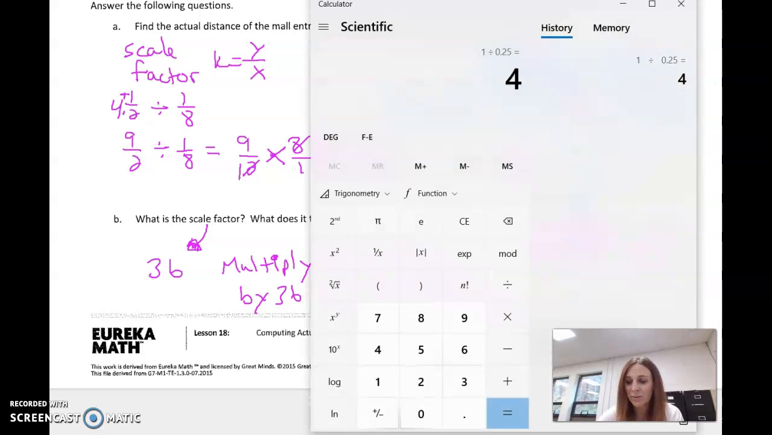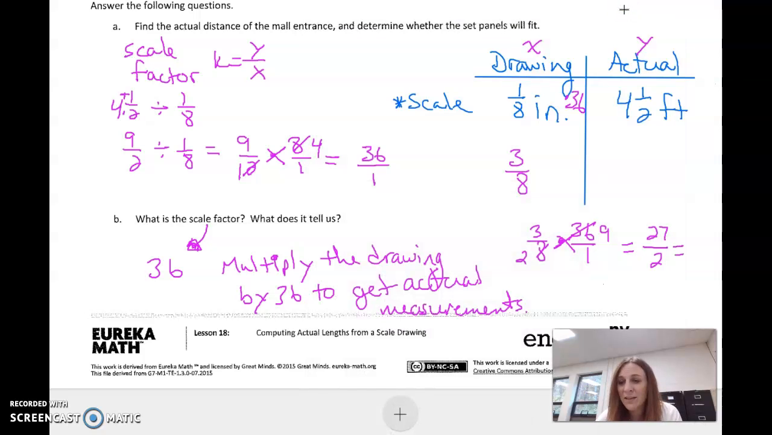Now on a calculator, it's 13 and a half. So maybe you know what that means as a fraction. I could say that 2 goes into 27 13 times. That's 26. So there's 1/2 left over. Okay, so 13 and a half feet. So on the drawing, it's 3/8 of an inch. That corresponds to 13 and a half feet.